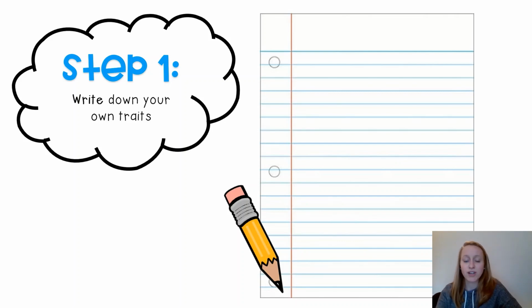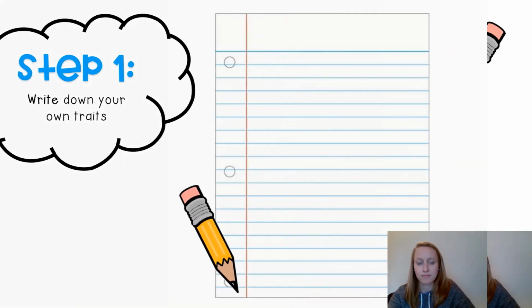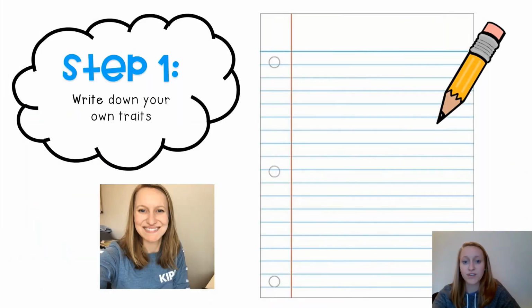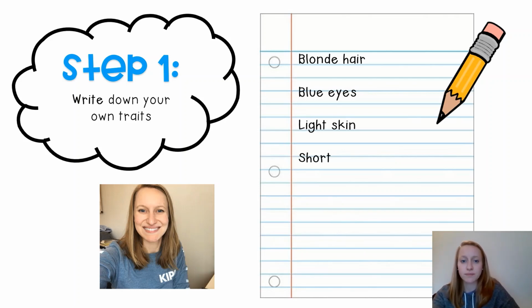Step 1, we need to write down our traits. We already used a picture of me to help write down my traits. Some of my traits are blonde hair, blue eyes, light skin, and short. You can use a mirror to help you observe your traits, or you can ask someone in your house to help you.